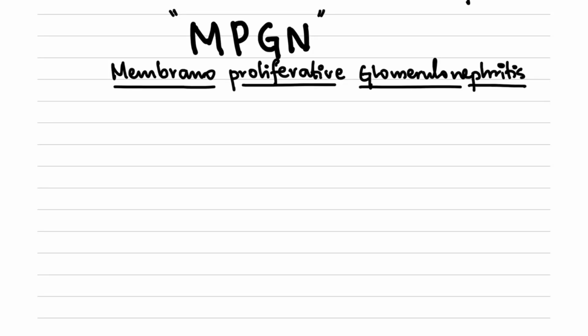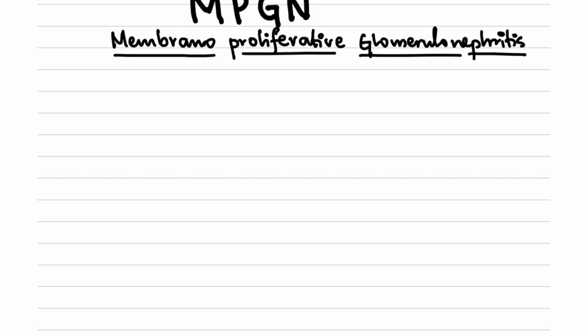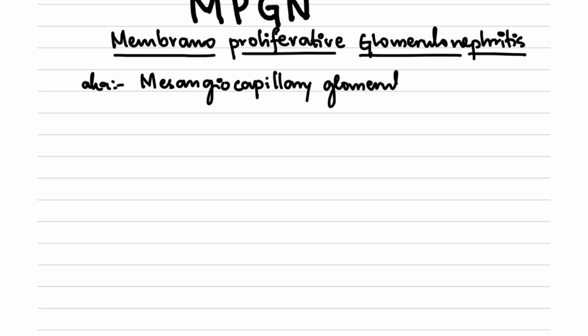In this lecture, we will be learning about MPGN, that is Membranoproliferative Glomerulonephritis. Membranoproliferative Glomerulonephritis is also called mesangiocapillary glomerulonephritis. So this is the other name of MPGN.